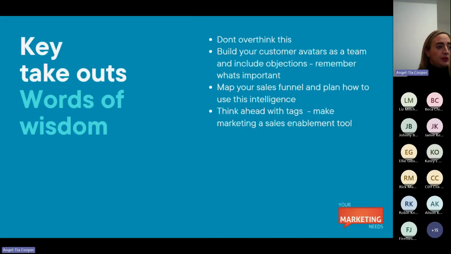Okay, so this isn't the end slide, but I do always like to put a few words of wisdom in there. So my key points around this are things like, don't overthink this. I think people put up a barrier because they think that it's overly complicated, and I'm going to come on to a really easy way for you to do this as we go over the next few slides.